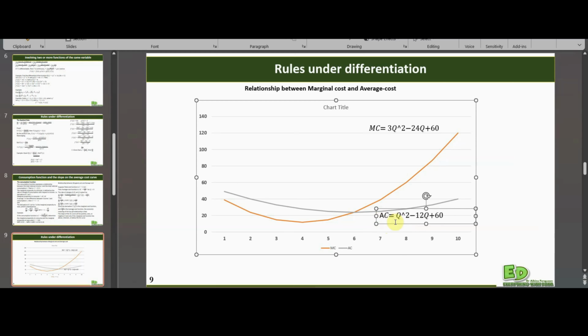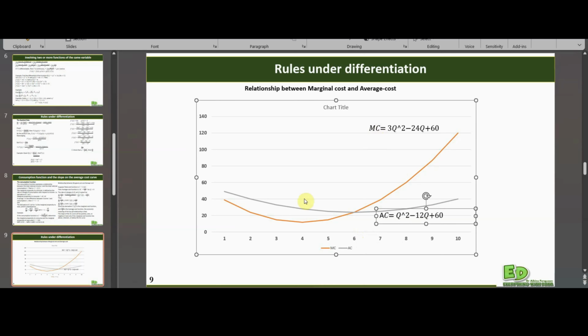So what you do is find the derivative, or the differential, of the average cost. So differentiate q squared minus 12q plus 60. That will give us 2q minus 12, right? And then 2q minus 12 equal to 0 will give us a quantity of 6. It's also telling us that AC, the average cost curve, is lowest at the point 6.